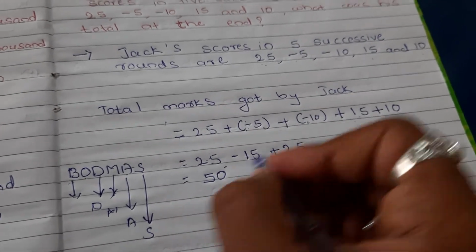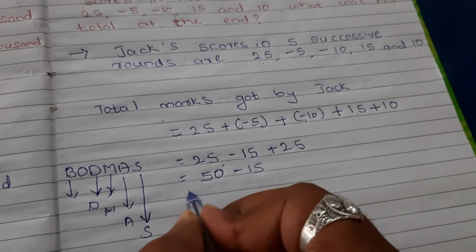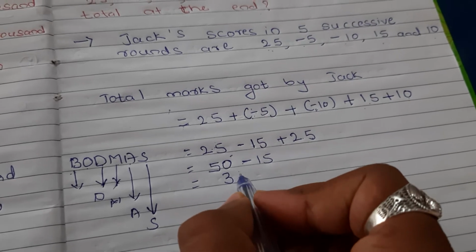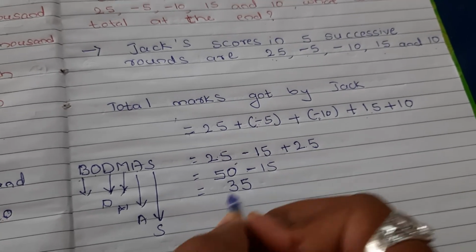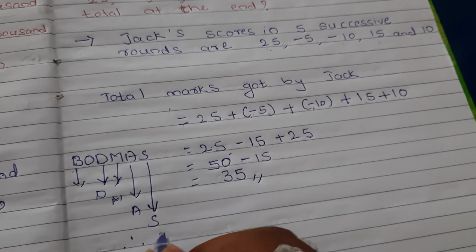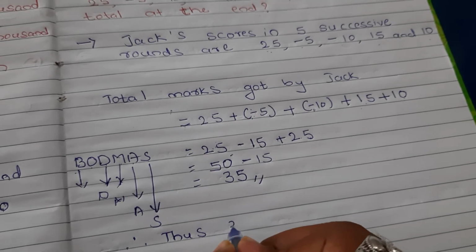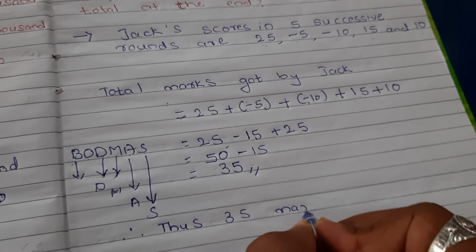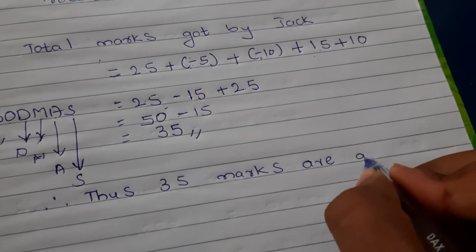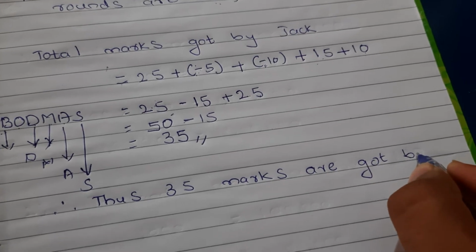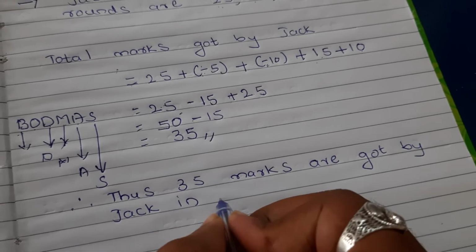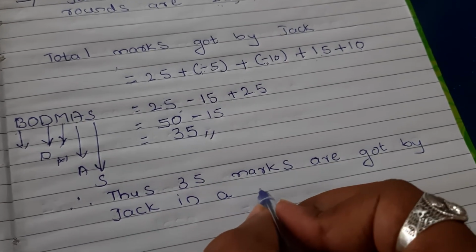Answer is 50. Now remaining is minus 15. 50 minus 15 is 35. So how much is scored? 35. So, therefore, thus, 35 marks are got by Jax in a quiz.